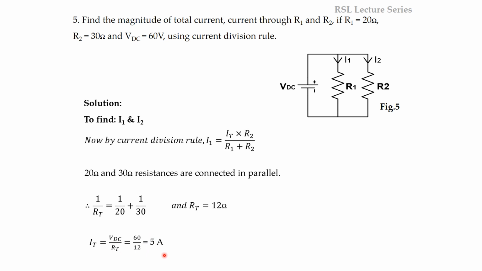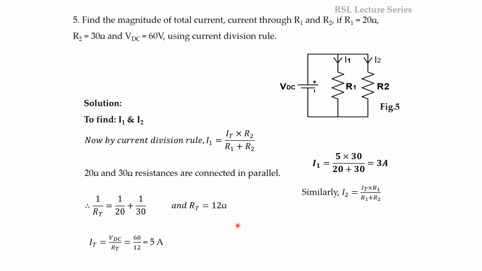So now we can apply the current division rule. So by current division rule, if we want to find out I1, this is given by the total current multiplied by the opposite resistor divided by the sum of the resistors. So here the opposite resistor is R2. R2 value is 30 ohms. IT we have already found out, 5 ampere. So we can substitute them. 5 into 30 divided by 20 plus 30, that is equal to 3 ampere.